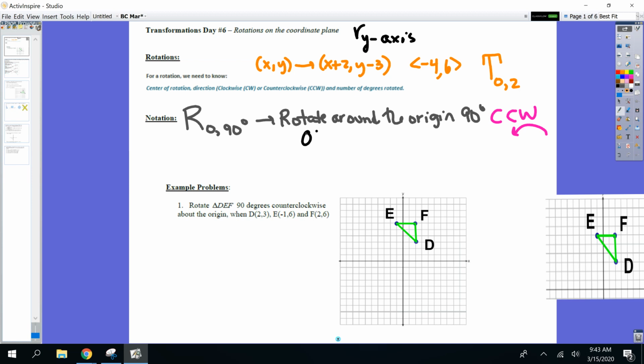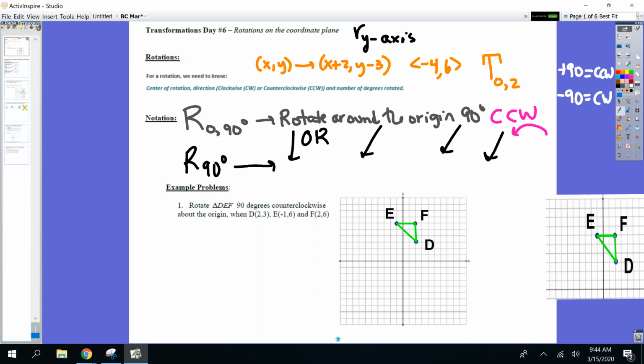All right, so that's one way you could see the notation for a rotation. The other way is without where we're going to rotate around. So you'll just see this, which means the exact same thing we just talked about up here. We assume we rotate around the origin if there's nothing there for us. But the big thing I need you guys to remember is positive 90 is counterclockwise versus negative 90, which is we're going to rotate in a clockwise direction.